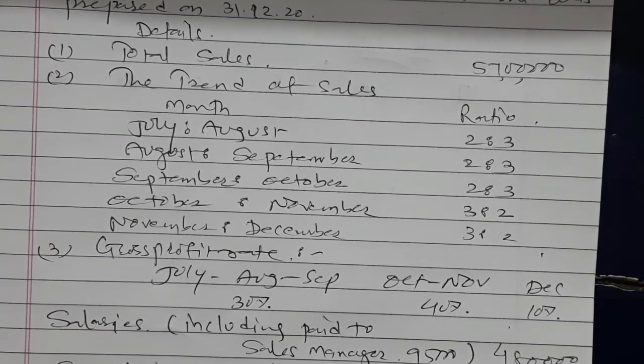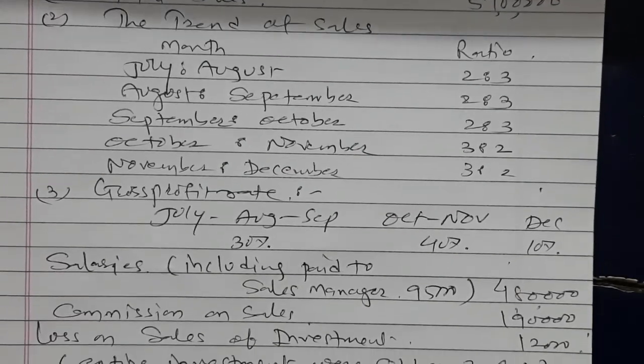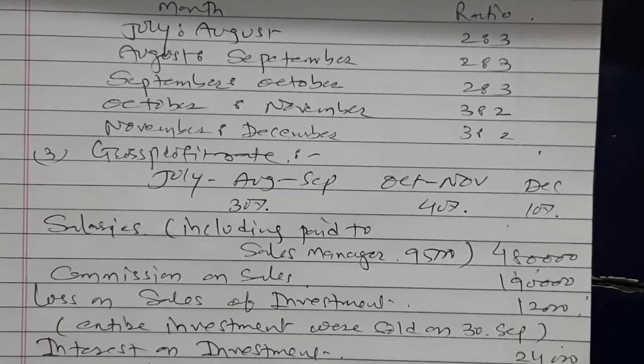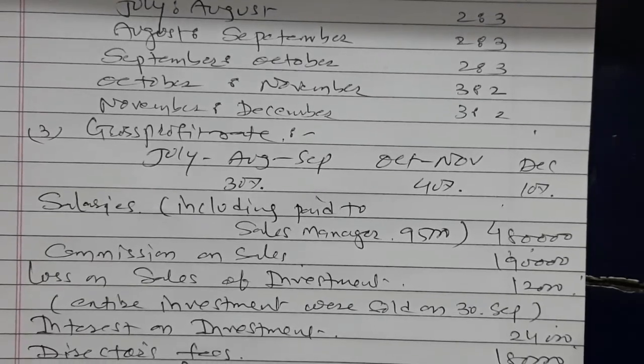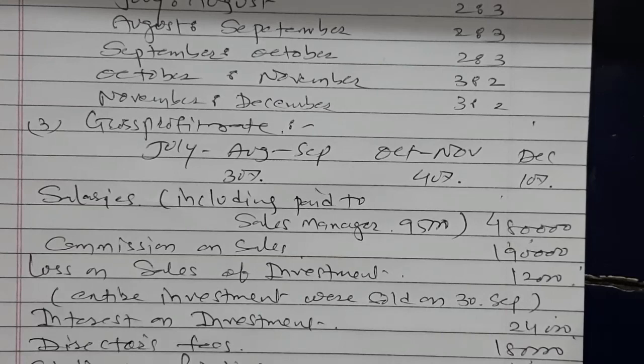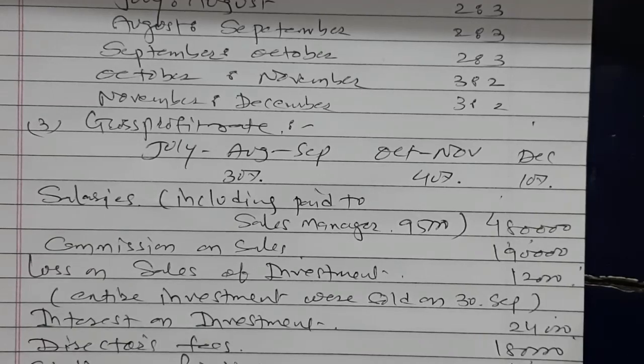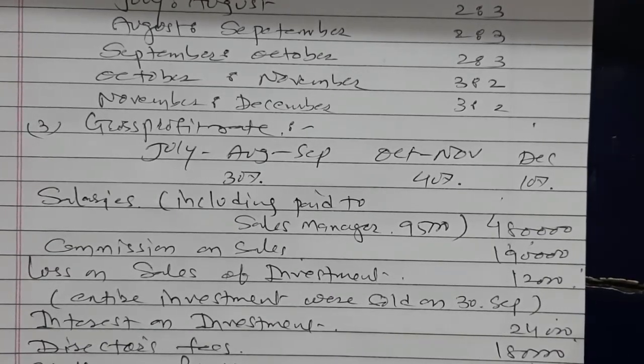While salaries including paid to sales manager is 95,000, while total salary is 4,80,000. Commission on sale is 190, loss on sale of investment 12,000. Entire investment was sold on 30th September. Interest on investment 24,000. Director's fee 1,80,000.